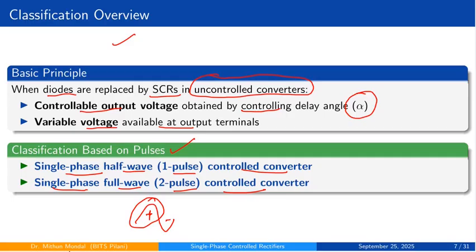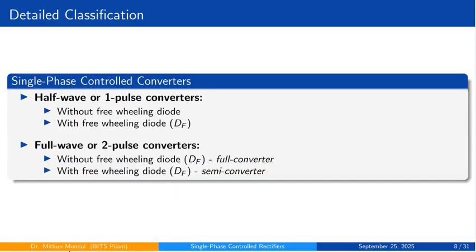All these discussions we have detailed are on the uncontrolled converter using diodes, but now we are going to focus on the controlled version of these rectifiers. So single phase controlled converters or rectifiers can be half wave, one pulse, and it can be without freewheeling diode or with freewheeling diode.